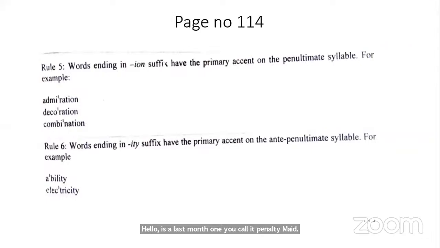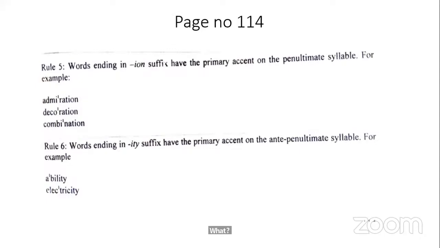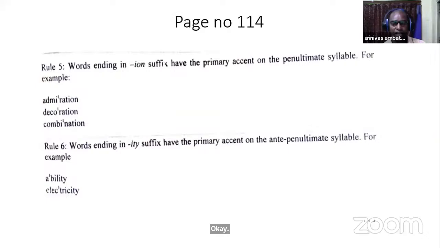Next rule, please. Words ending in ity suffix have the primary accent on the antepenultimate syllable. For example, ability. Yeah, there is a question actually about primary accent and secondary accent. Someone asked. Primary accent means the first stress on the given word is called primary accent. Then the second important stress is called secondary accent. Primary means first important stress.